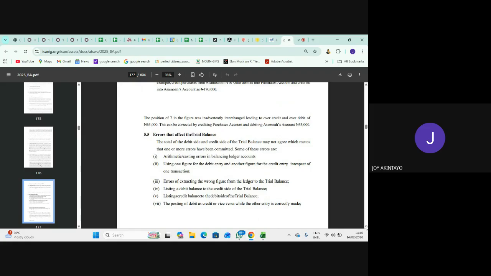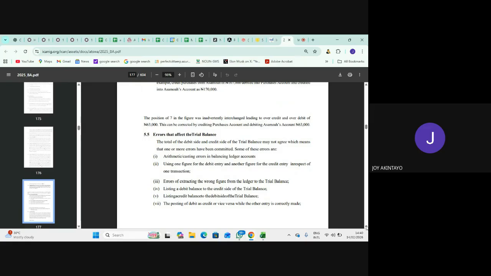The second one is using one figure for the debit entry and another figure for the credit entry in respect of one transaction. Let's say you use 500 naira for your debit entry and 50 naira for the credit entry. You see, this kind of error will not make your trial balance to be accurate.